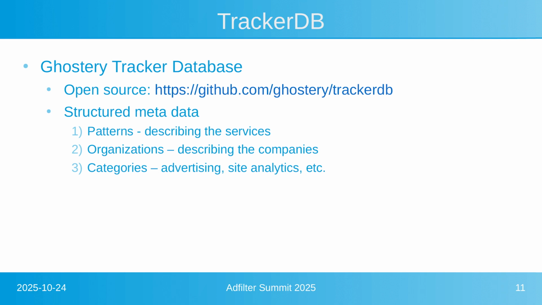So the first thing is mapping this network request to the services. This is what we call internally patterns in TrackerDB. The second thing is to describe the meta information for the company behind it. So this is the organization. And the third is this category information.